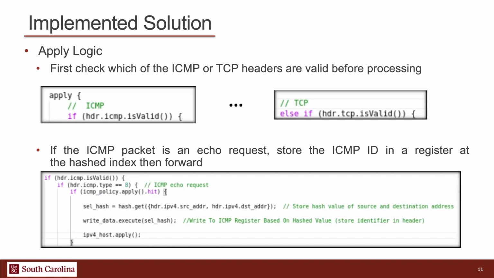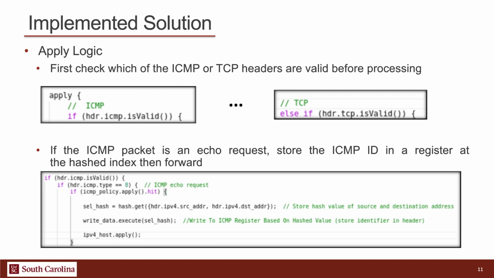The very first thing we do in our apply logic is first check to see if the ICMP or TCP header is valid. If neither the ICMP or the TCP header is valid, then the packet will be implicitly dropped. However, if we have a match, say on the ICMP packet, the first thing we do is check to see the response type.